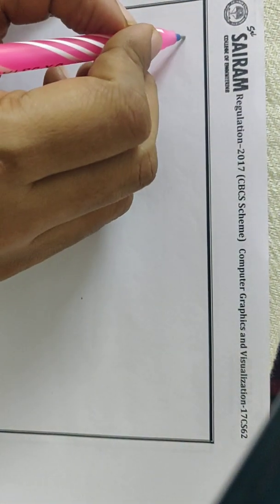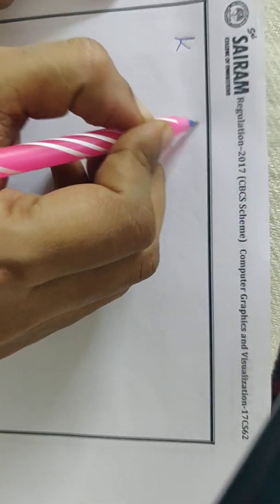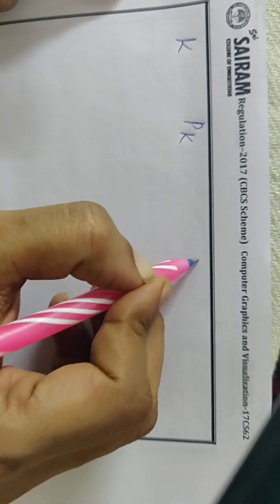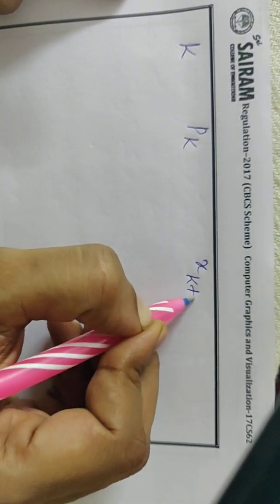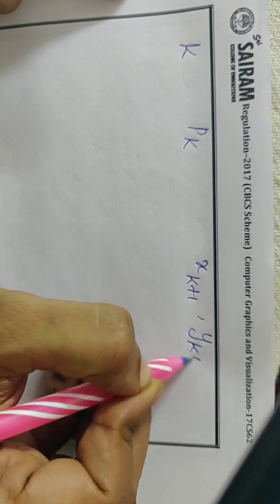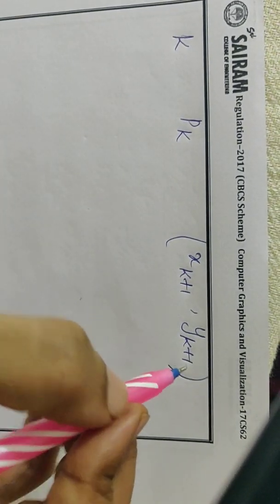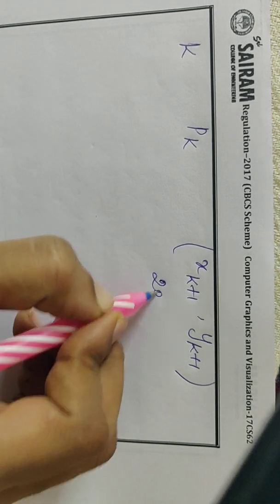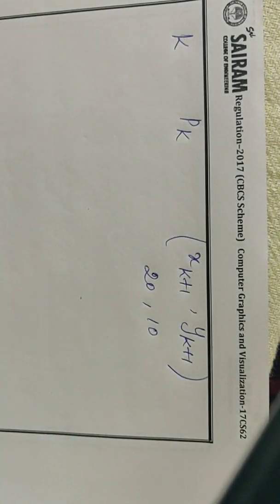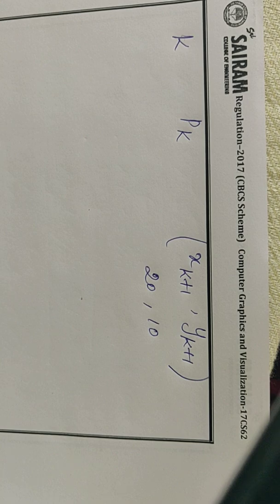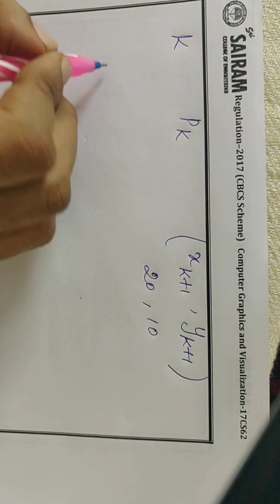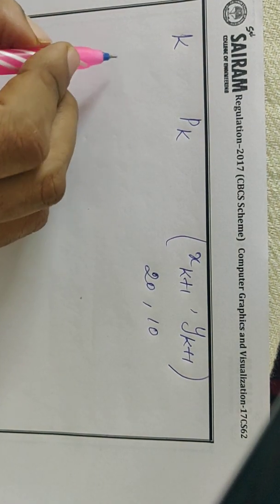And I have to do my table or column now. In the table, the first column I'll take as k, pk, and then xk plus 1 comma yk plus 1. Initially you have to plot the starting vertex. You should not forget 20, 10, you have to plot it. That is a must. And I'll start my iteration.